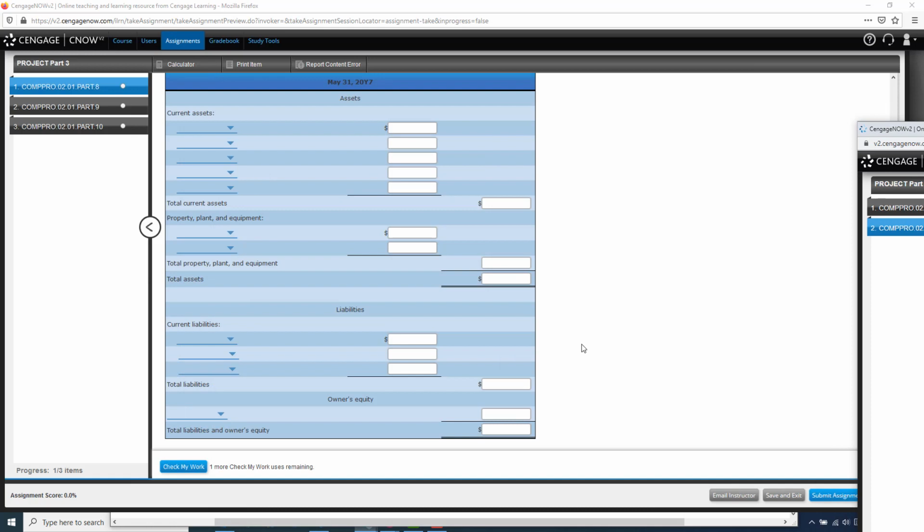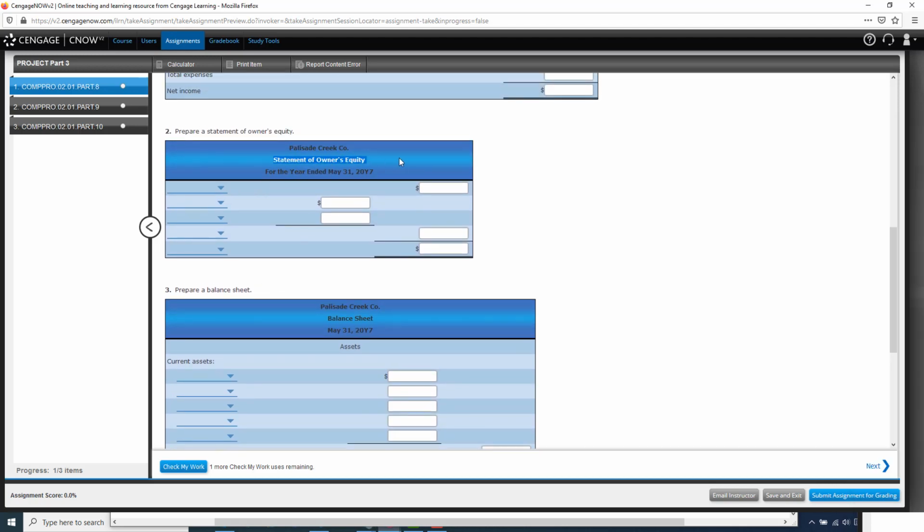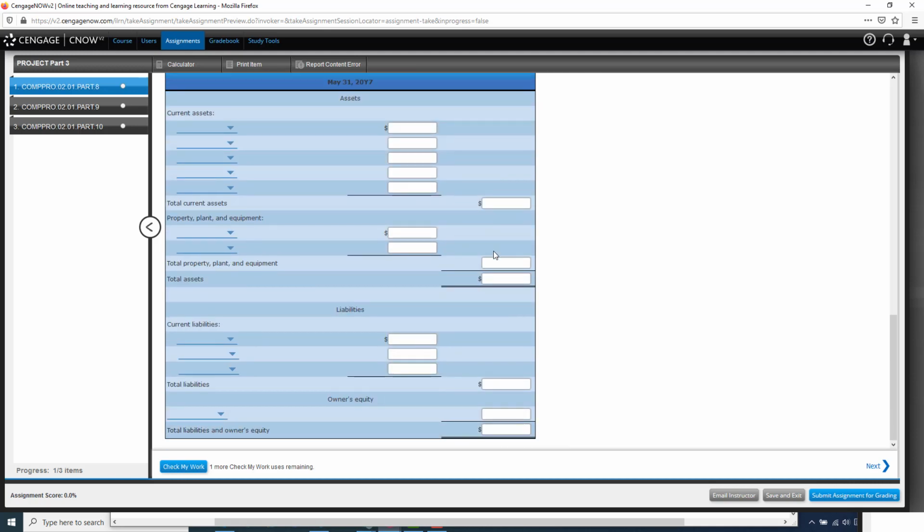All right. Then you get to owner's equity. Owner's equity, that's the capital account. What's the latest balance of the capital account? Well, we did the statement of owner's equity. We have beginning balance and ending balance. There you go. That's the balance for owner's equity right there.